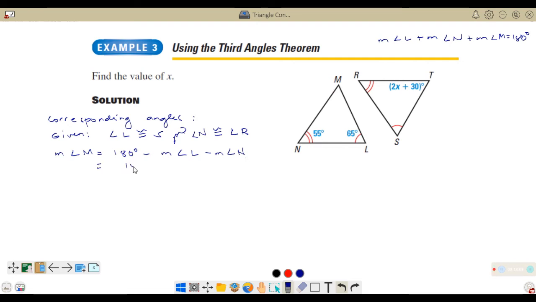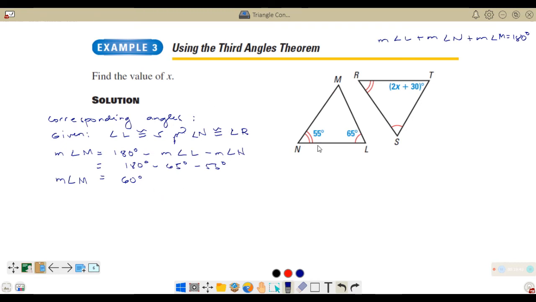So, this is measurement of angle M is equal to 180 degrees minus the measurement of angle L minus the measurement of angle N. Ayan. So, this is 180 degrees minus 65 degrees minus 55 degrees. Which is equal to measurement of angle M is 65 plus 55, 120. So, this is 60 degrees. Tama ba? I think so. So, we are going to make use of this value. Measurement of angle M is equal to 60 degrees para makuha natin yung measurement ni X. Okay?